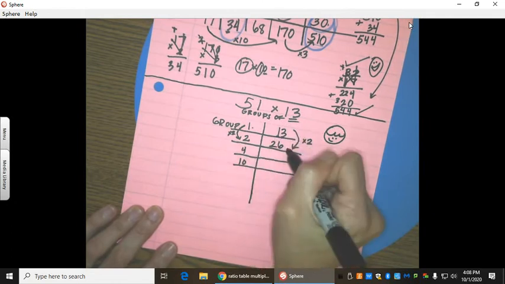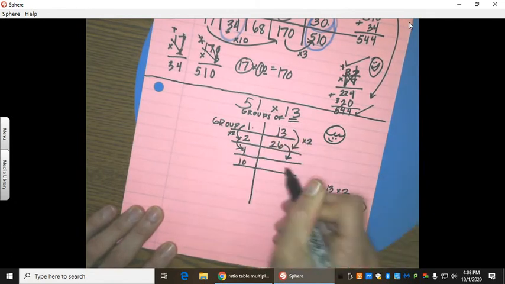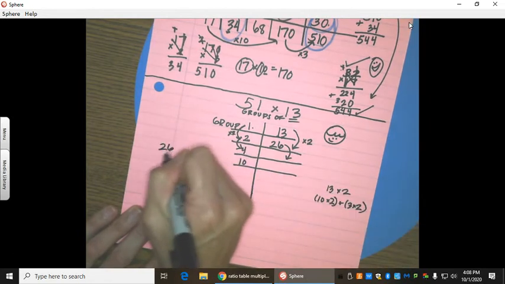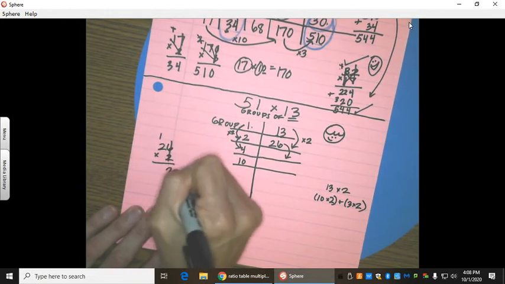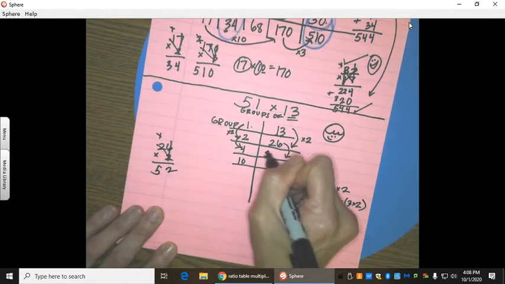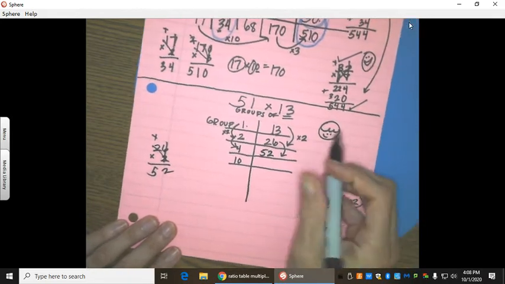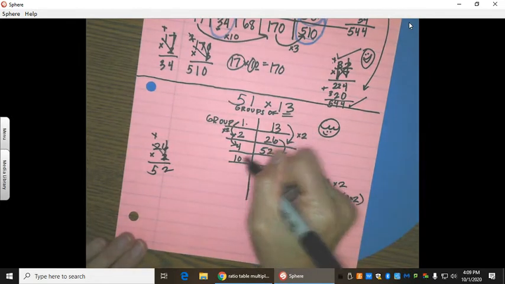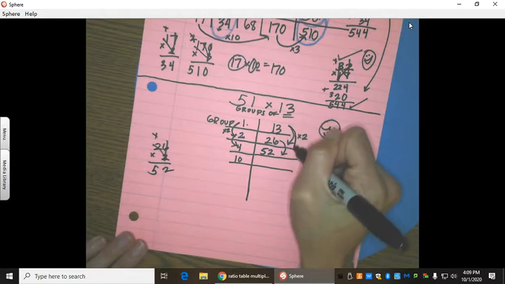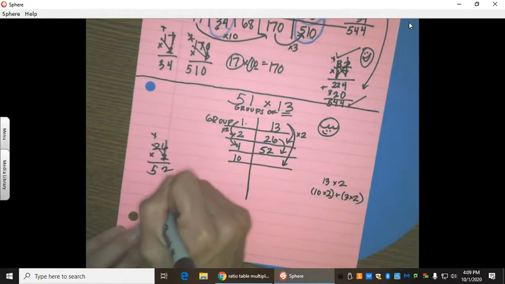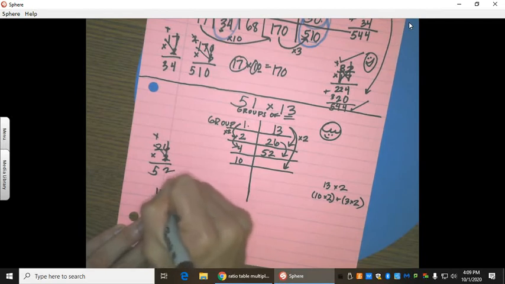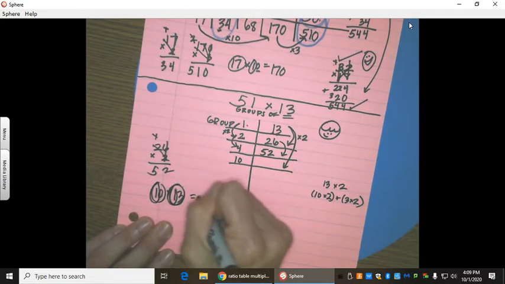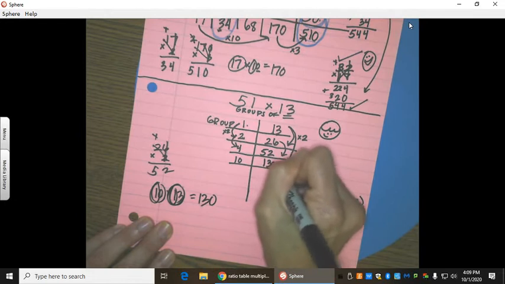So now I'm going to double that again to get what's here. So four, if two groups is 26, what's four groups? I don't know. Let's see what's 26 times 2. 4, 5. I know I'm moving quick, but that's because this is a review. Okay? So four groups is 52. So what is 10 groups of 13? Well, wait. 10 groups of 13? I know. I could just multiply 10 times 13. 13 times 1 is 13 with a 0. So I get 130. Okay?